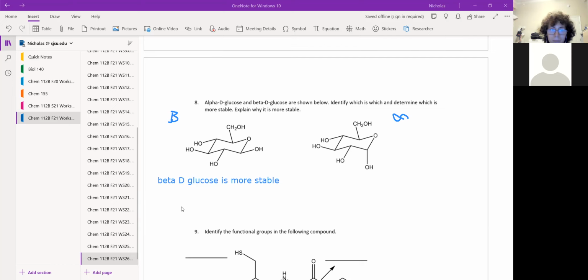Yep. All of the alcohols and the CH2OH, everything is equatorial. And that makes it stable. So equatorial groups. They don't have any 1,3-diaxial interactions.